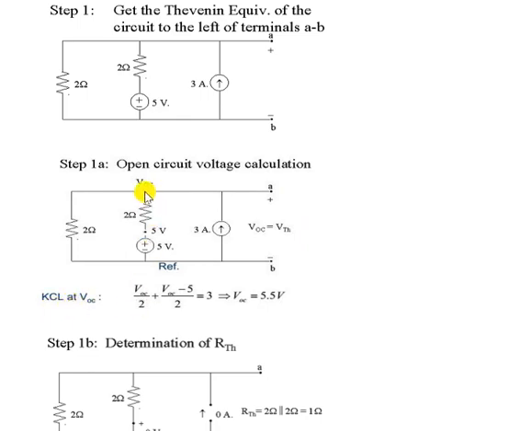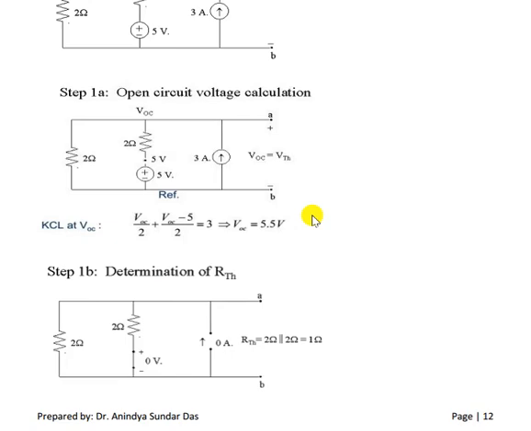VOC node, that is (VOC minus 0) divided by 2, plus (VOC minus 5), this is your 5 volt point, divided by 2, equal to 3. Current, these two are leaving, this is entering, and leaving equals entering. So we got VOC value by solving as 5.5 volt.